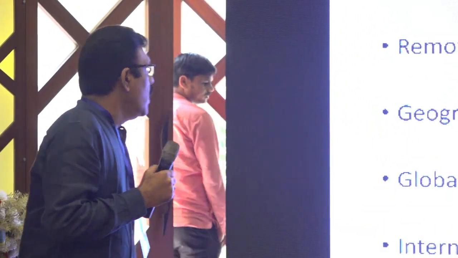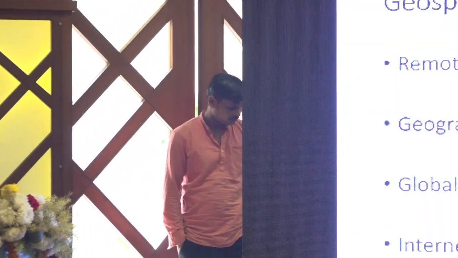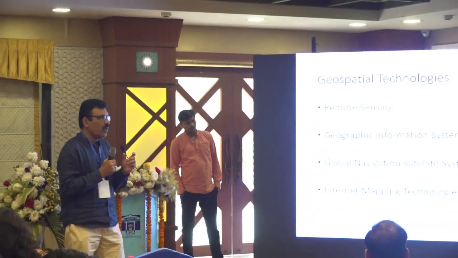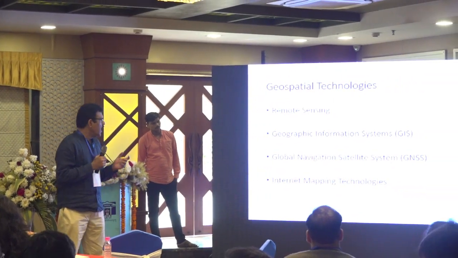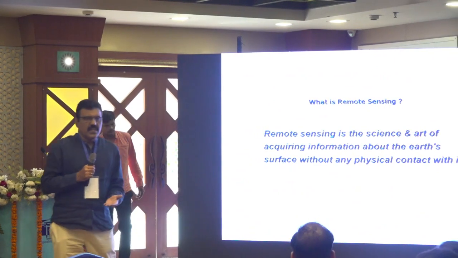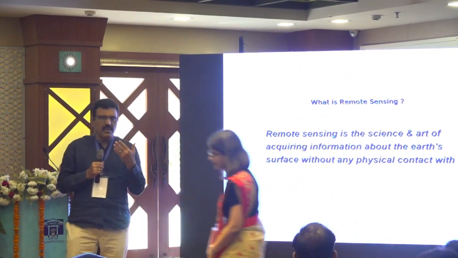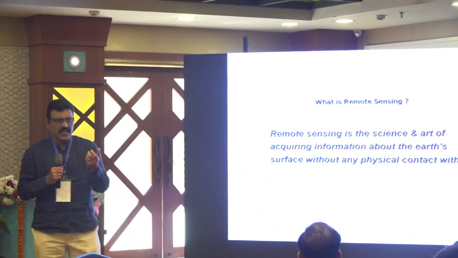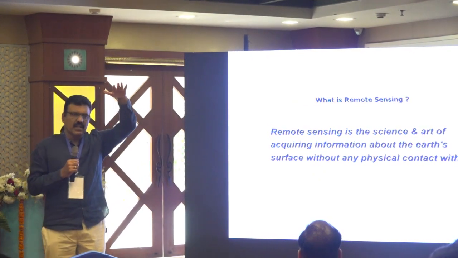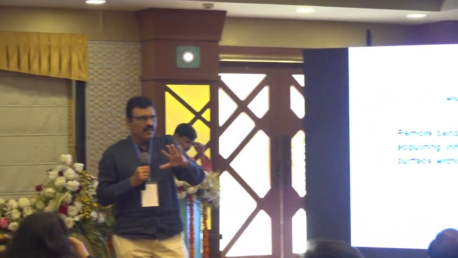So in the geospatial tool we have four tools: remote sensing, geographical information system, global navigation satellite system (GPS), and internet mapping technology. Next, what is remote sensing? Just viewing without touching is remote sensing technology. Taking photos from a drone or from a satellite is remote sensing. We take photos of objects without touching them. So how do we use this?